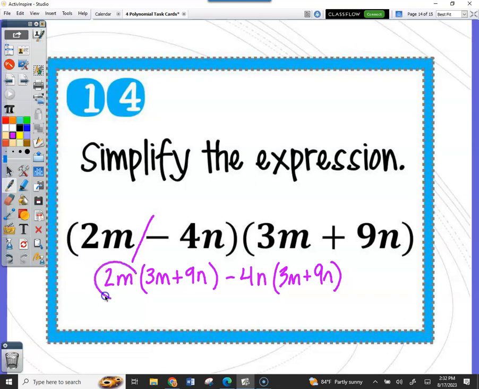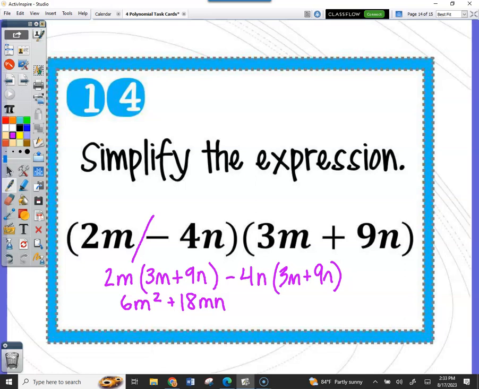We're going to multiply 2m times 3m, then times 9n. You with me? Okay. 2m times 3m would be 6m squared. 2m times 9n. Multiply the numbers. The letters are not the same, so they just show up together like magnets. So it would be 18mn.